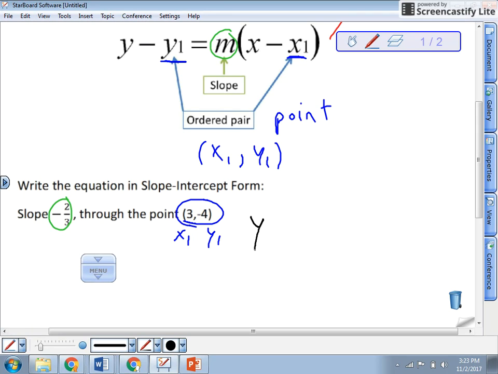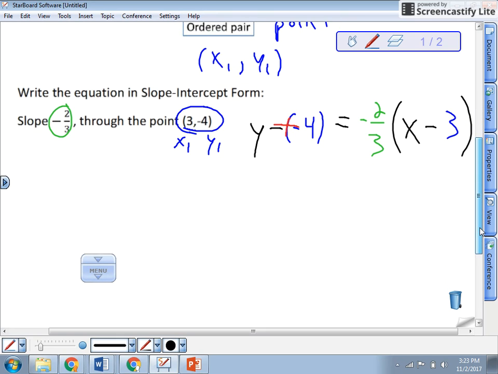So it's y. Now it's minus y1. So it's minus, but since y1 is a negative 4, again, it's the opposite of negative 4, which will become a plus 4. So if you see a plus, you know that number is negative. That equals our slope, which is negative 2/3, negative 2 over 3. And then we've got our parentheses times x. Now it's minus, or the opposite of x1, in this case, which is 3. So there's our formula. Now we want to use point slope to get into slope intercept form.